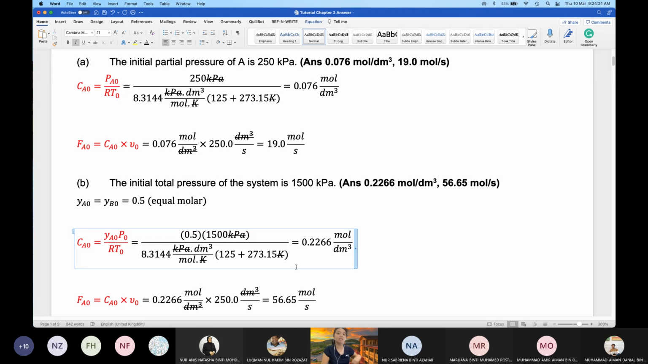So let's say katakan kamu confused. FA0 ni sama dengan CA0 multiply V0 ke, CA0 bahagi dengan V0 ke. Let's say you're confused, you just do the unit cancellation. If your final unit is not consistent with what you want to find, then you have to recheck, because that indicates that you are doing the wrong calculation. Okay, so I'm done for question 1.